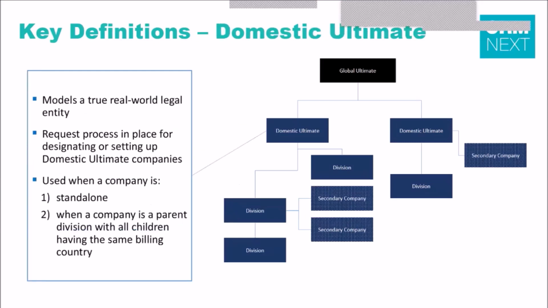So the next tier down is the domestic ultimate. Again, it's meant to be a real-world entity, and this is the same thing where it's not something that a user can automatically designate as domestic ultimate. We will have an approval process in place for this.